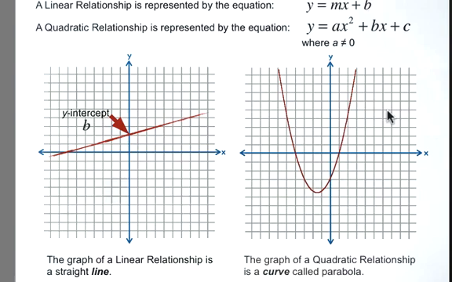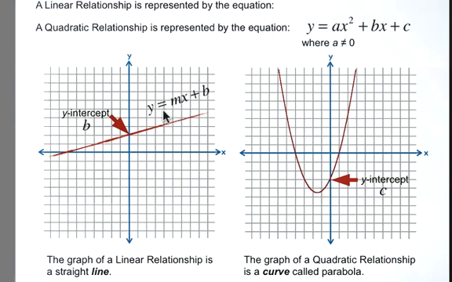This is the shape of a quadratic relationship. It creates a curve called a parabola. Parabolas can be open upwards or downwards, as we'll see later on. It also has a y-intercept. For quadratic relations, however, the y-intercept is represented by c in the equation y equals ax squared plus bx plus c. In this case, we can see that c would be negative 1, 2, 3. It would be negative 3. C would be equal to negative 3.